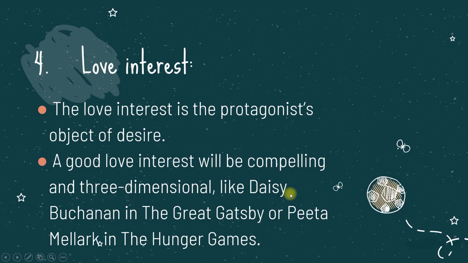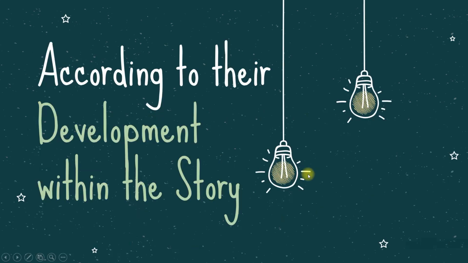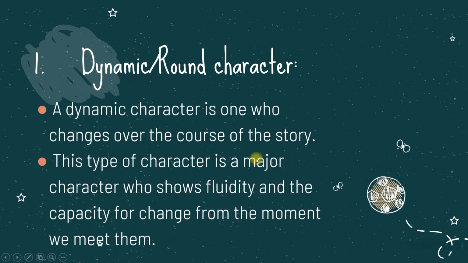Okay, next we have characters according to their development within the story. So there are some types of characters that develop within the story, and we call them round characters. These characters change throughout the course of the story. They can be good to evil, evil to good, from rags to riches.